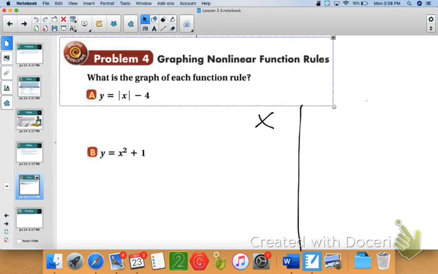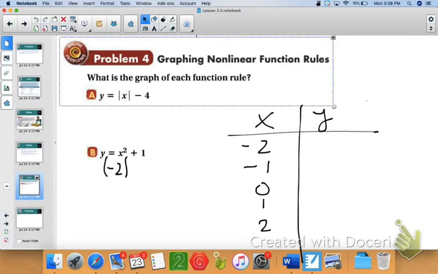Okay, the next one, y equals x squared plus 1. So again, if you don't have your calculator handy, you can just plug them in. I'm going to use the same 5 points. If I plug in -2, -2 squared is 4. 4 plus 1 is 5. If I plug in -1, -1 squared is 1. 1 plus 1 is 2. 0 squared is 0, plus 1 is 1. 1 squared is 1, plus 1 is 2. 2 squared is 4. 4 plus 1 is 5.